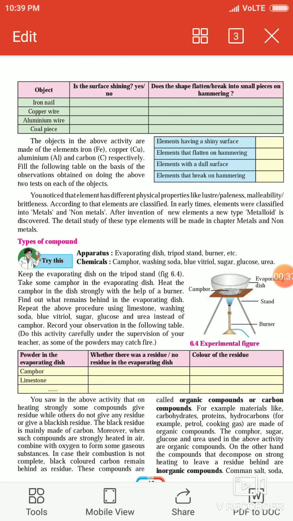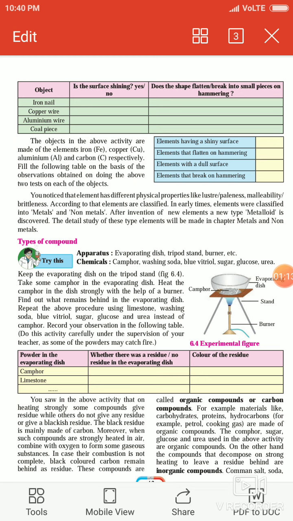For that experiment we need an evaporating dish, which is a kind of flat dish, then a tripod stand, which is a kind of stand, and a gas burner. And we need the chemicals: camphor, kapur, washing soda, blue vitriol, sugar, glucose, and urea. What we have to do here is keep the evaporating dish on the tripod stand as shown in the figure, and take some camphor in the evaporating dish.